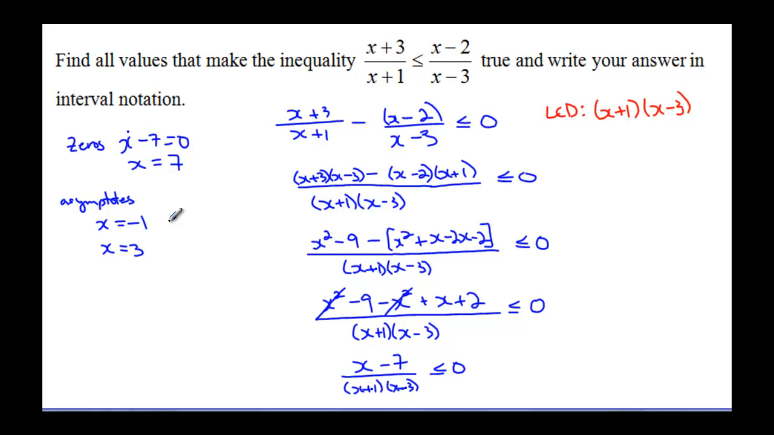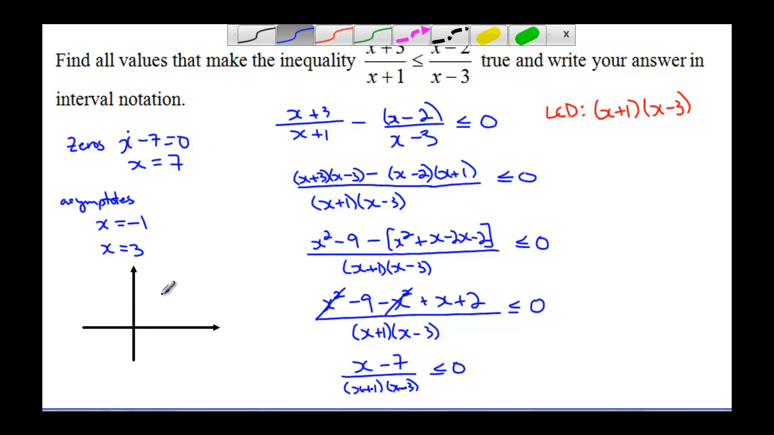Now from these three, we've got this point, the 0, and then -1 and 3 as our asymptotes, we can divide up our x-axis. So if I draw a quick sketch here, not of the graph itself, but just looking at these points, I've got a 0 here at 7, and then at -1 and at 3 I've got asymptotes. So these are my asymptotes here, and at 7 I've got a point, so it goes through there.